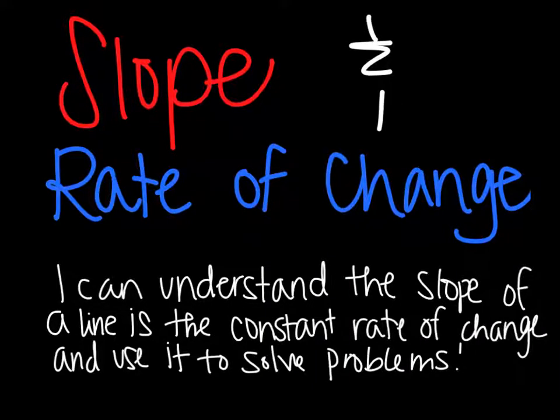Hello, today we are looking at 8-2B in your notes packet, slope and rate of change. Our learning goal for today is I can understand the slope of a line is the constant rate of change and use it to solve problems.